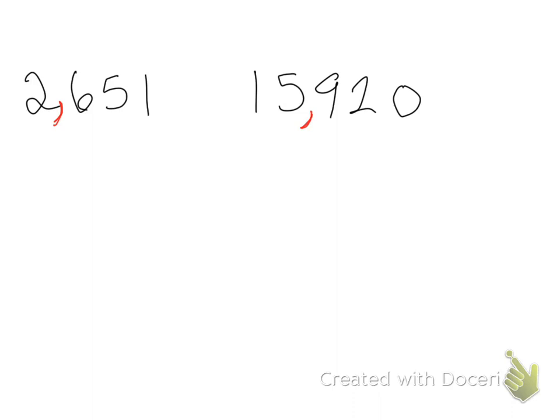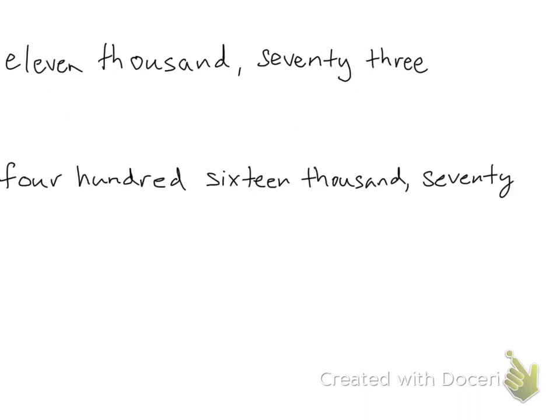Now an easy way to know where to put the comma is there's always 3 place values after the comma. It goes comma, hundreds, tens, ones. So you know the comma always has 3 numbers after it. That can help you a little bit.